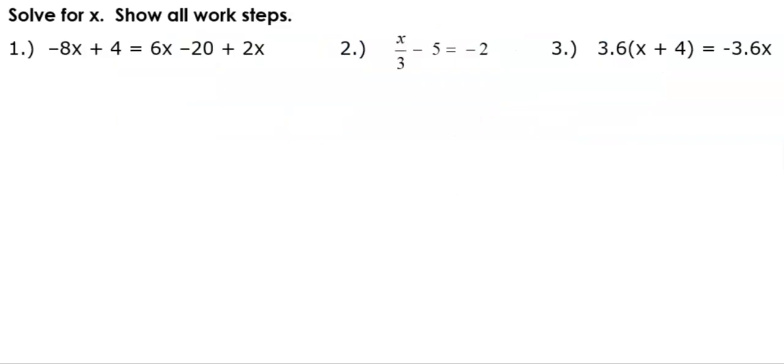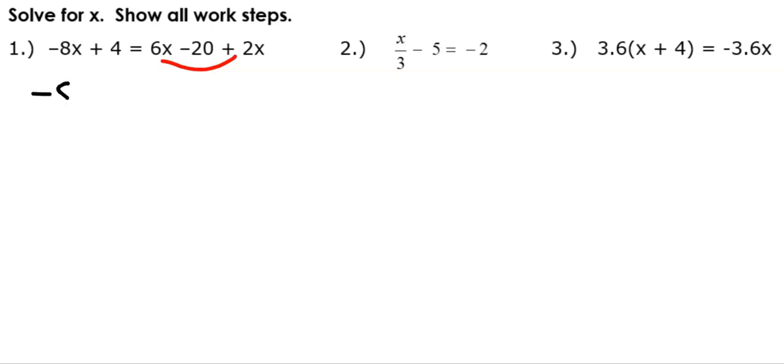Homework number 19. Questions 1 through 5 ask you to solve for x by showing all of your steps. So for question number 1, I see that the right-hand side of my equation here has 3 different terms. 2 of these terms share the same variable. So these are like terms that can be combined.